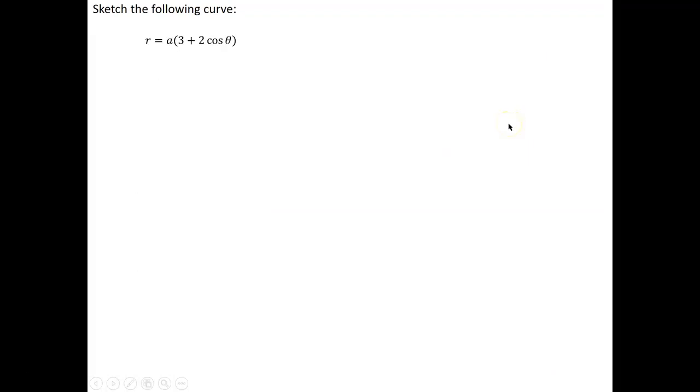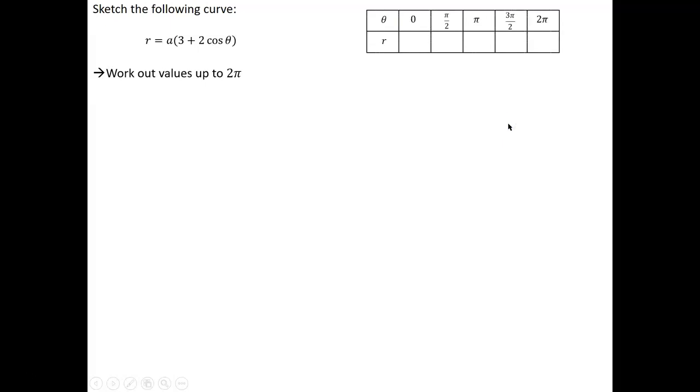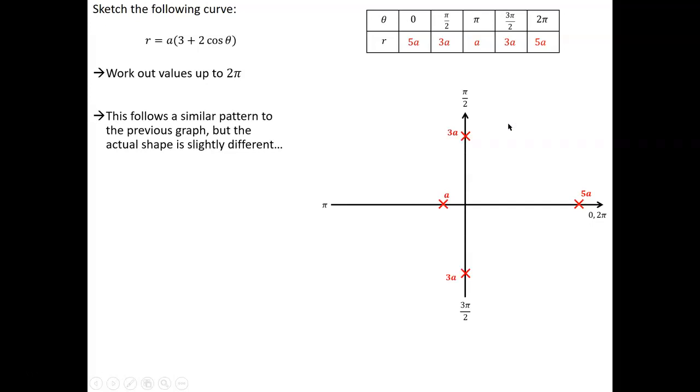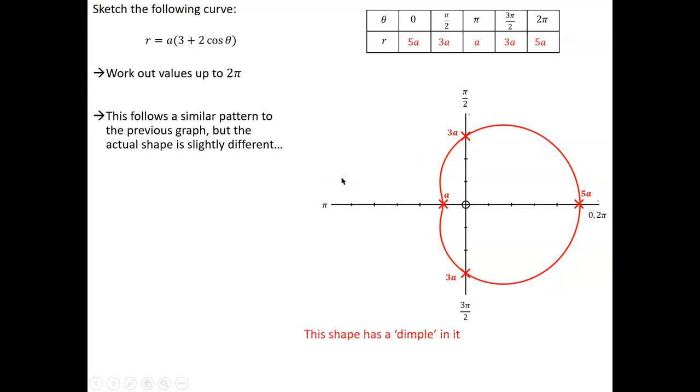Now here's a similar but slightly different equation. Let's have a look at what this one looks like. Plot the values. Now what happens here is you actually get this dimple going on rather than the kind of flatter version that we had before. So let's have a look at graphs of this form.